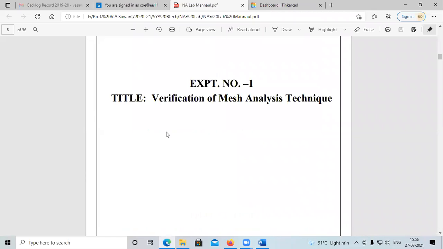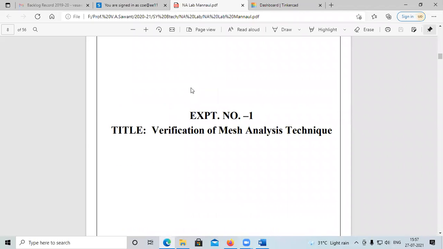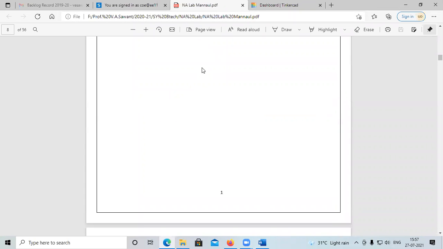So see, experiment number first and experiment number second, that is verification of mesh analysis technique and verification of node analysis technique. So this practical we will conduct today. Today we will conduct these two practicals. So see, first of all we will verify the mesh analysis. Experiment number 1 is verification of mesh analysis technique. The title is verification of mesh analysis technique.